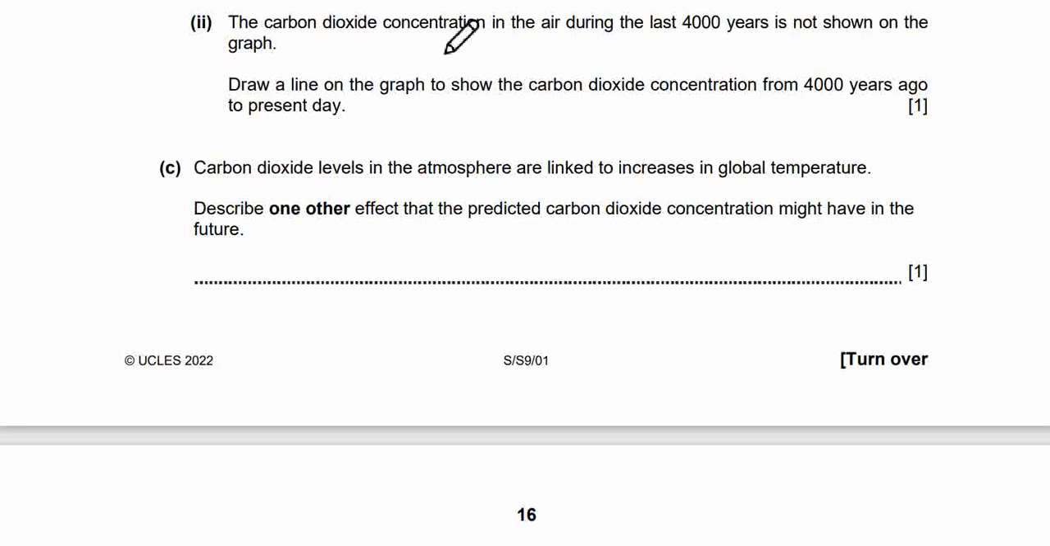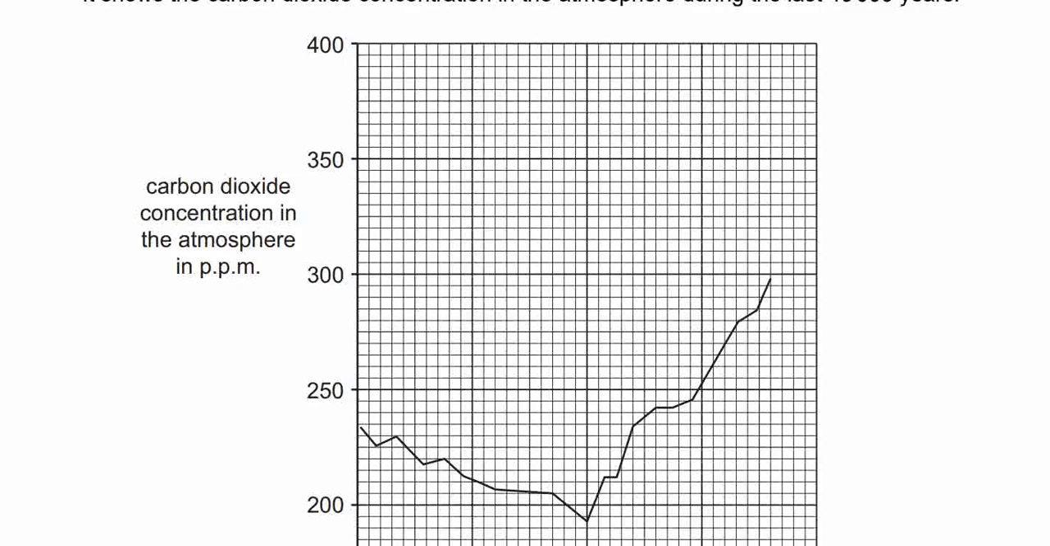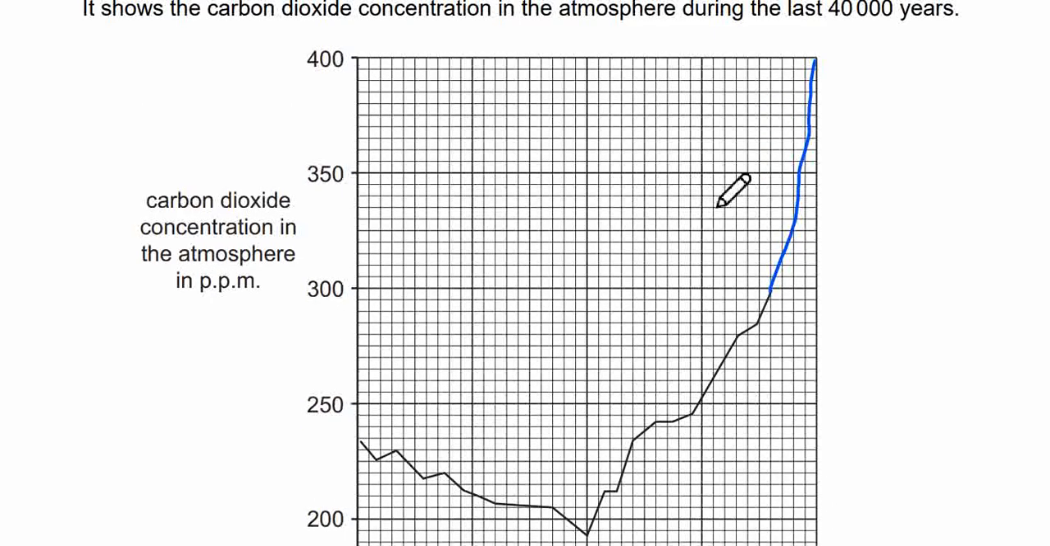Question. The carbon dioxide concentration in the air during the last 4,000 years is shown on the graph. Draw a line on the graph to show the carbon dioxide concentration from 4,000 years ago to present day. So we have to continue the line. Because it keeps increasing, we just make it go up to reach 400 ppm. That will be our answer for next.